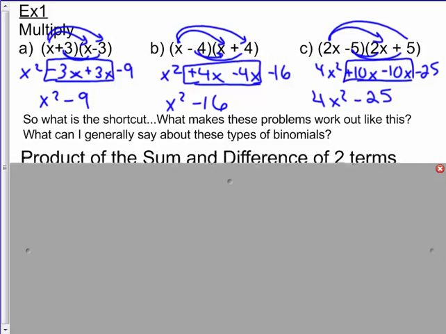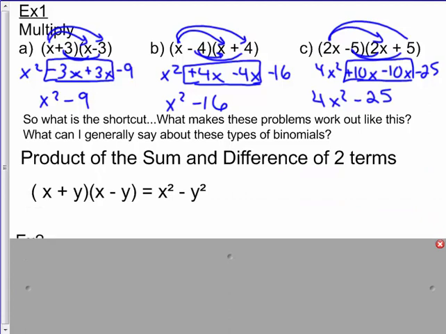Why does that occur? Well, if I look, because the middle terms are the same, they're going to drop out. When does that happen? When it's a product, I'm multiplying, and it's the sum and the difference of the same terms. So the only difference between them is one is a sum, one is a difference. Notice it's just going to be the first term squared minus the second term squared.